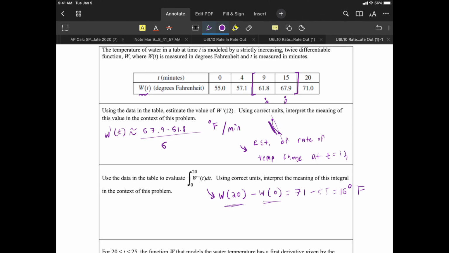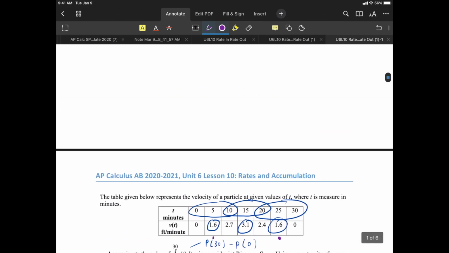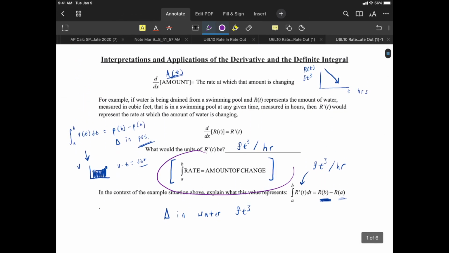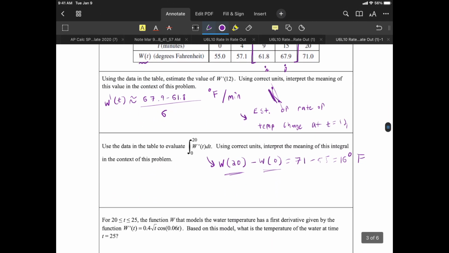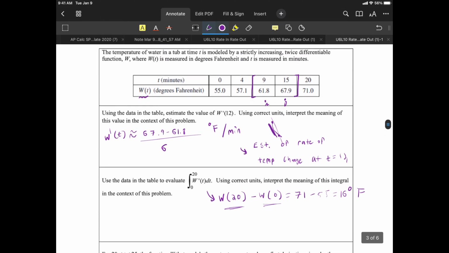Okay, what does this represent? Now remember, if we go all the way back to the most important part of today, the definite integral of a rate is an amount of change. Here we are taking the definite integral of a rate. We just found it using the fundamental theorem of calculus. I chose this example because it should show you why this makes sense. I started at 55 degrees and I ended at 71, so this is 16 degrees Fahrenheit. That is the change in temperature from t equals 0 to t equals 20.